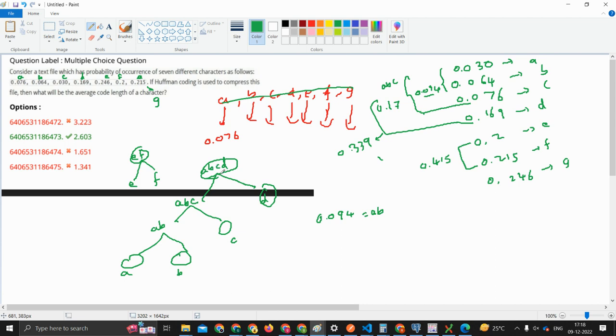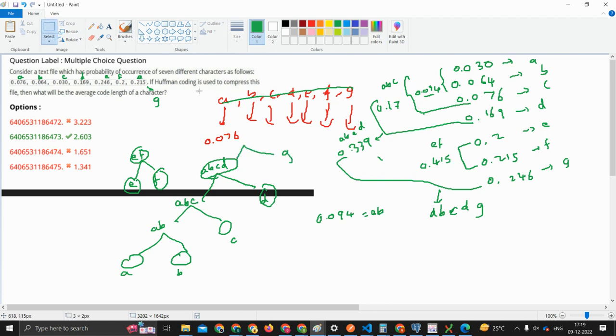Sure, you can finally do that. That's how we need to do it. So then we'll have 0.339, 0.415, and 0.246. Among these, 0.246 and 0.339 are the two smallest, right? So we'll choose ABCD and G. Yes, ABCDG. Correct. So A B C D, I have G over here.